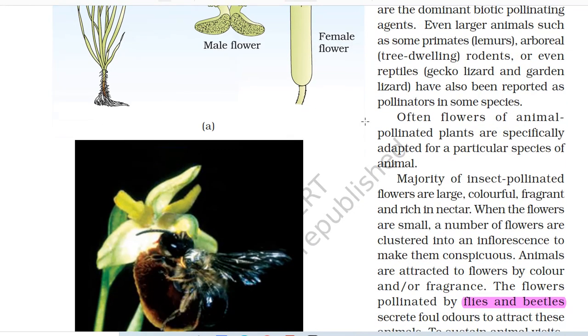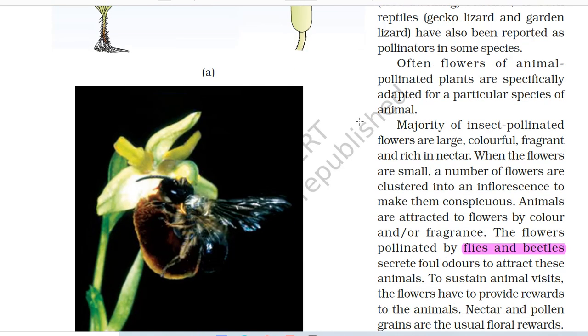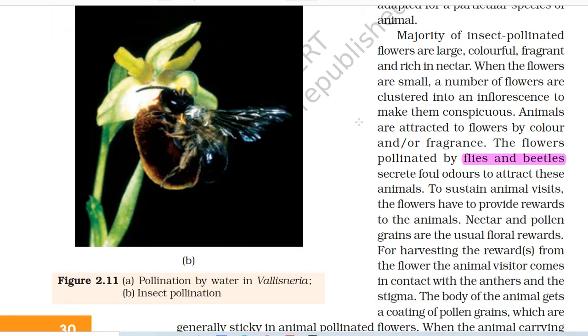Often flowers of animal-pollinated plants are specifically adapted for a particular species of animal. The majority of insect-pollinated flowers are large, colorful, fragrant, and rich in nectar. When the flowers are small, a number of flowers are clustered into an inflorescence to make them conspicuous. Animals are attracted to flowers by color and/or fragrance. The flowers pollinated by flies and beetles secrete foul odors to attract these animals.